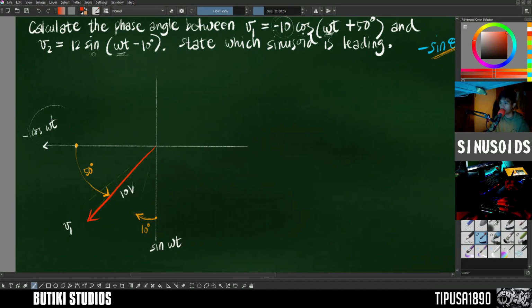So sa positive sign nga quadrant, we will start measuring our angle there, the phase angle. So since negative 10 degrees man siya, we will rotate clockwise. But positive na siya kay clockwise rotation naman, di ba? Then 12 here will be accounted by this arrow. Ang magnitude ani nga arrow, 10 man na siya, kanit 12 man. So mas taas ang arrow diri. So this is 12 volts.